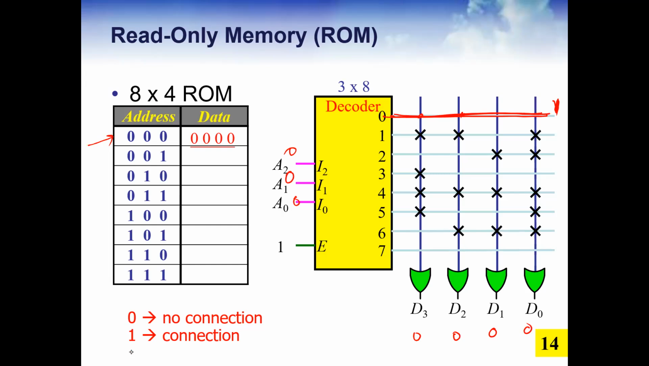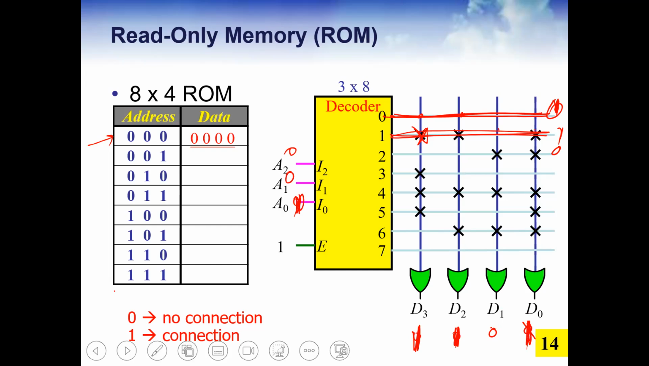Similarly, we can check the next one, 001. When we say 001, this time this line is going to be high, and the rest will be 0. So this is a cross, which means you will be reading 1 this time. This is a cross, you will be reading 1. This is not a cross, 0. This is a cross, so you will be reading 1. So what is stored at address 001? This one. Same, you can understand: cross means 1 and no cross means 0.